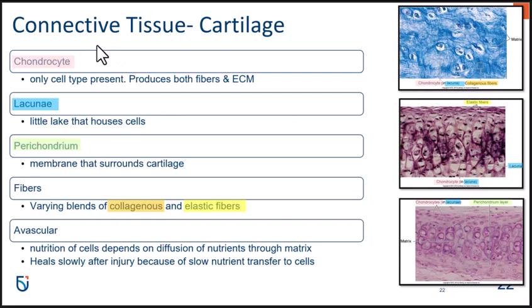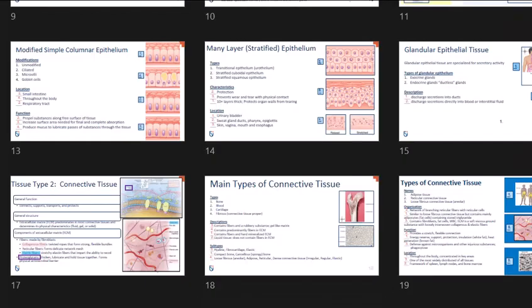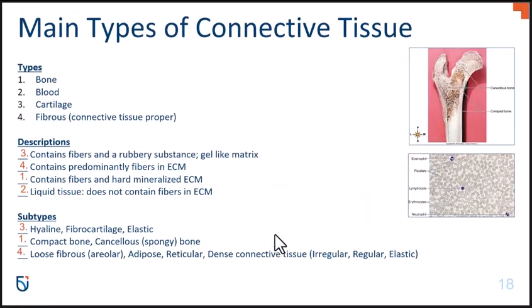Okay, now we're going to look at cartilage. So let's go back to our earlier slides so we know where we're at. We talked a lot about the fibrous connective tissue, finishing up with dense connective tissue, talking about irregular and regular primarily. And now we're going to look at cartilage.